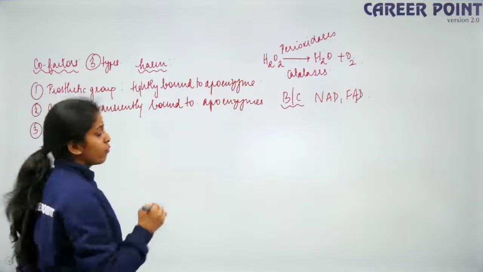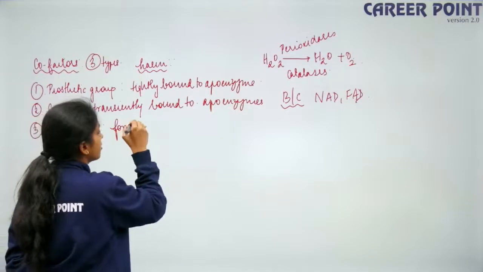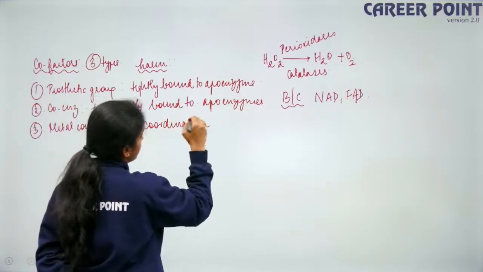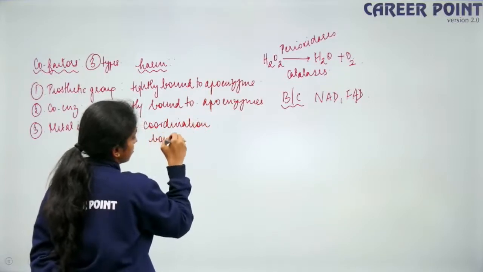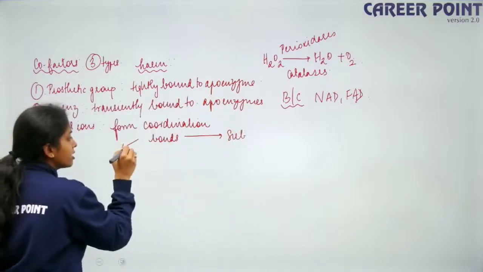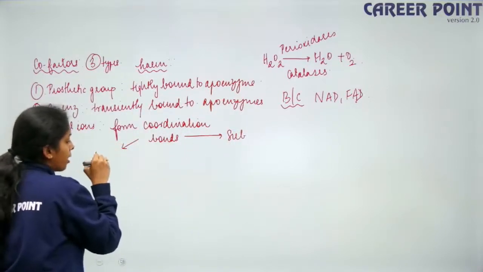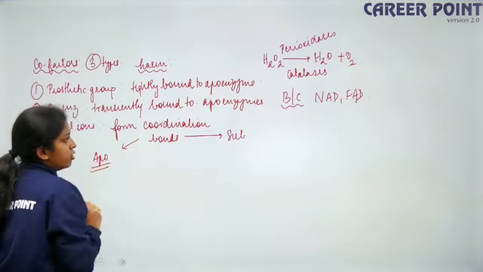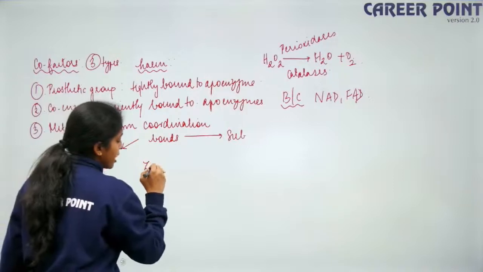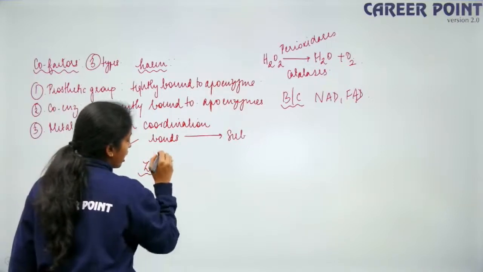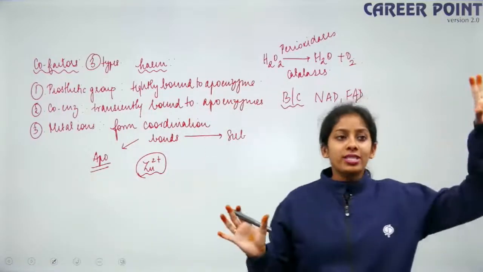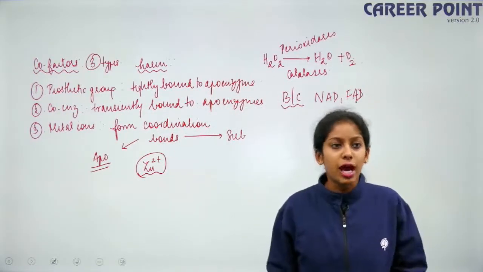So metal ions form coordination bonds on one side with the substrate and the other side with the apoenzyme portion of the enzyme. So this is what your metal ions are. For example, Zn2+ is the metal ion for your carboxypeptidase. So it forms coordination bonds on one side with the substrate and the other side with the apoenzyme.